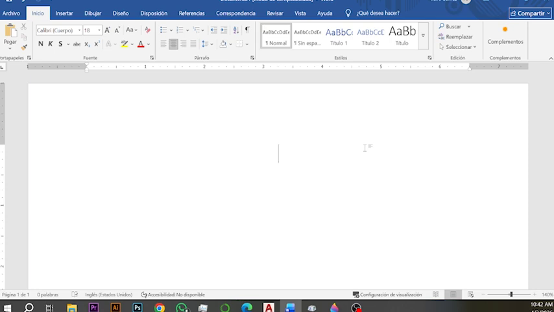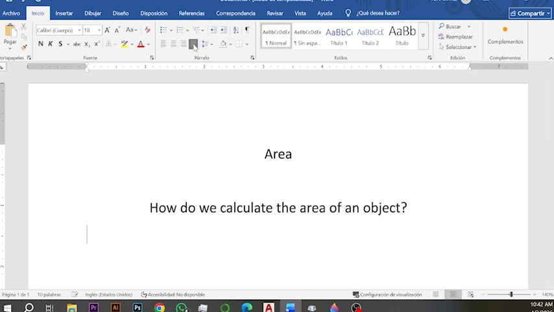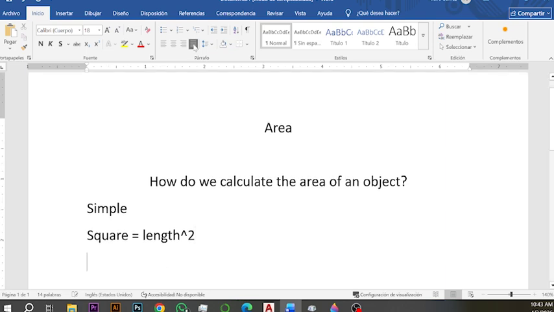Here in Math Tutorials 82, as you know, we work together to master the skills that will set you up for success. So today we're going to be talking about area. So how do we calculate the area of an object? Well, simple. The first thing we're going to do is go with a square and a rectangle. For a square, the area is equal to just length squared, since all of the sides of a square are the same length, and for a rectangle, the area is length times width.